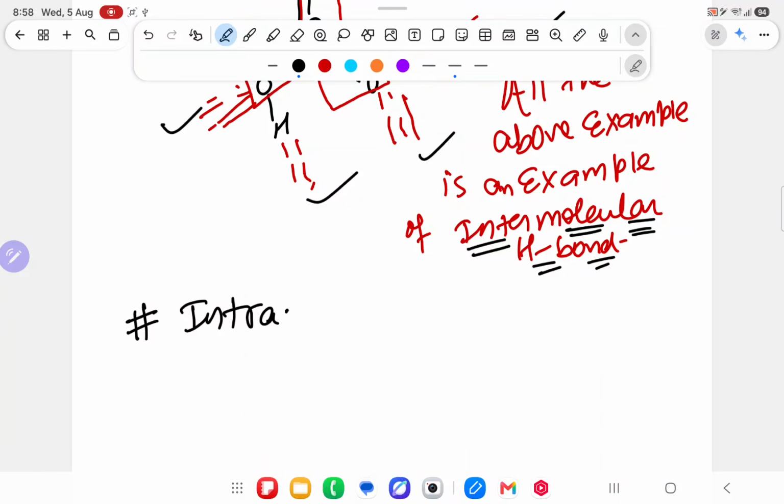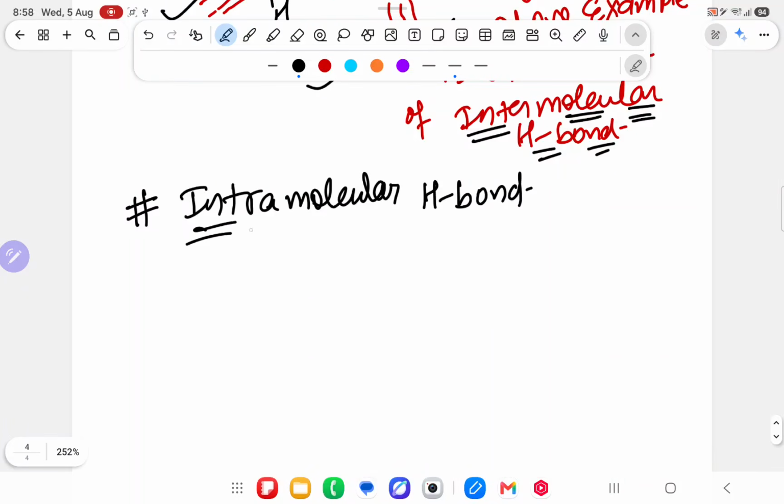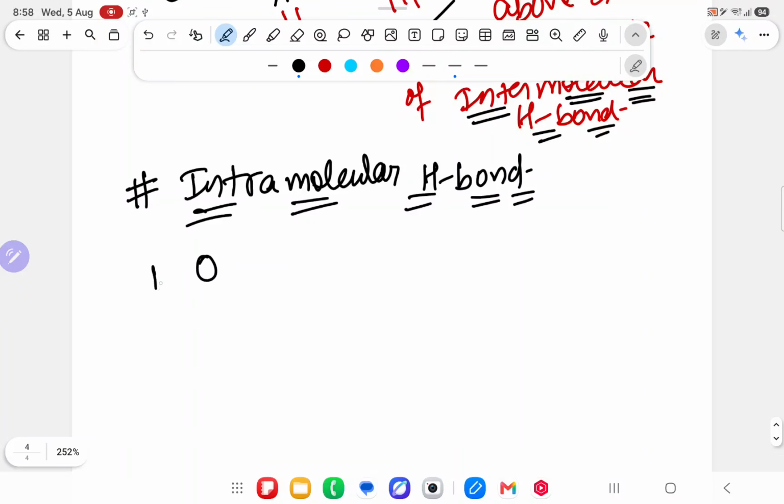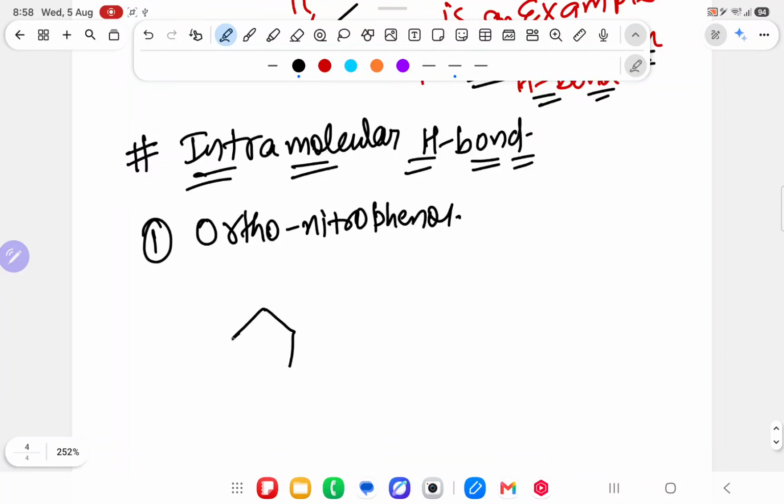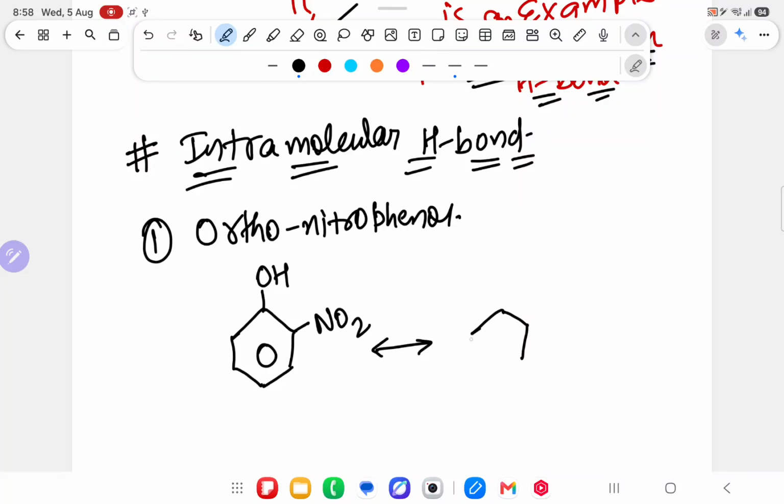In that, only one compound will form the hydrogen bond. Two compounds are not required in this. Sir, example, give. Intramolecular hydrogen bond is something like this. Suppose I have taken the first example, ortho nitrophenol. Over here, if we see, this is our benzene ring, and ortho nitrophenol has OH, and over here NO2. If you draw their structure properly, what you will get?